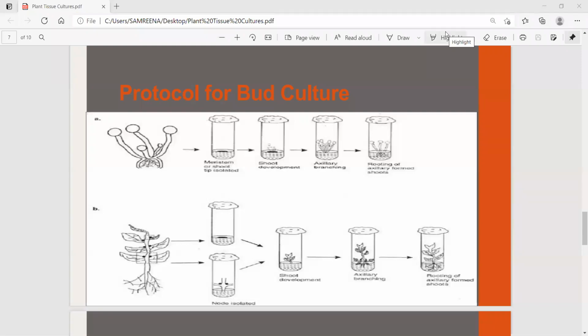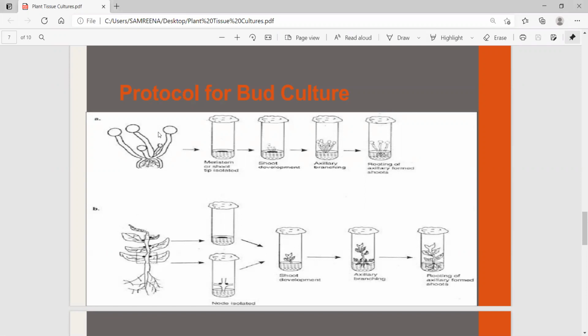Now, how will we be culturing our buds? Either we take the terminal buds or we take the axillary buds. How are we able to culture these buds under in vitro conditions? How are these buds cultured in vitro?